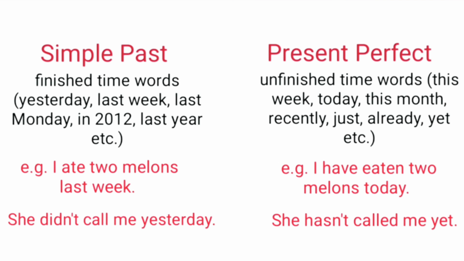And in present perfect tense, use unfinished time words like this week, today, this month, recently, already, yet, etc. These words link the action to today. It means the action is taking place from the past till now. For example, I have eaten 2 melons today. She hasn't called me yet. If we say she hasn't called me yesterday, it will be a wrong sentence.